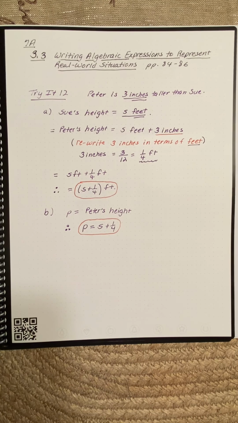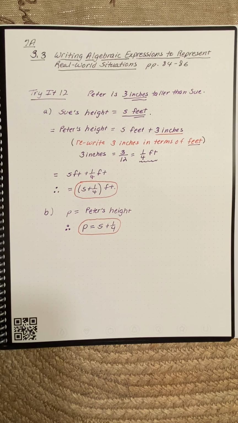So beginning on page 84, try it 12. Try it 12 says, Peter is 3 inches taller than Sue. That's a given. Letter A says, suppose the height of Sue is S feet. So we don't know Sue's height. What is the height of Peter in terms of S feet?